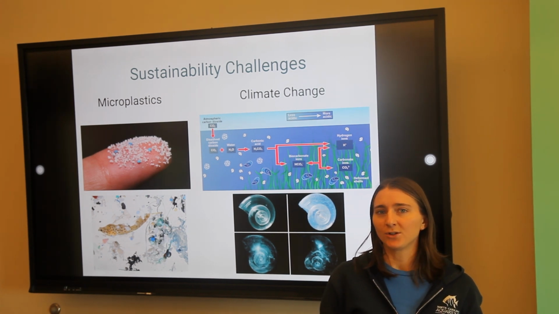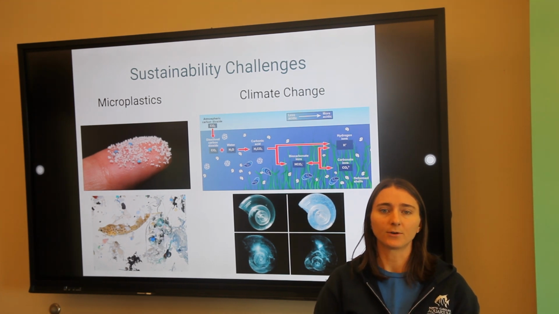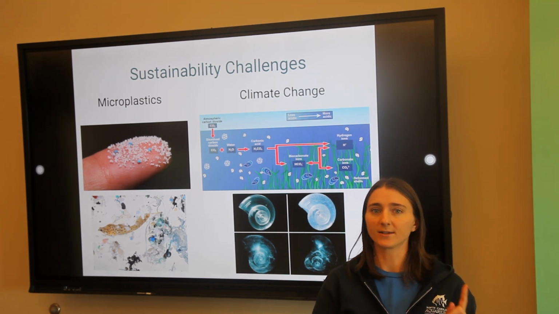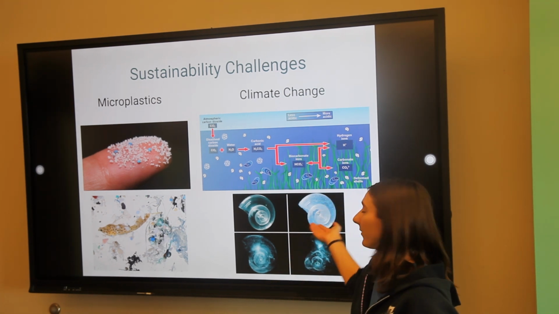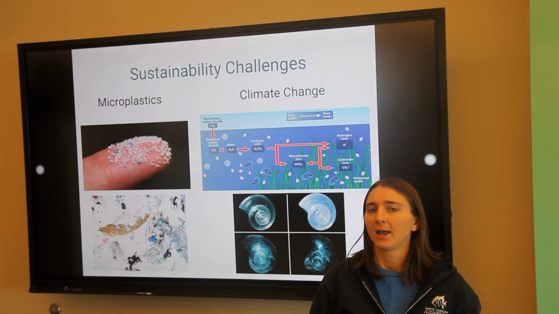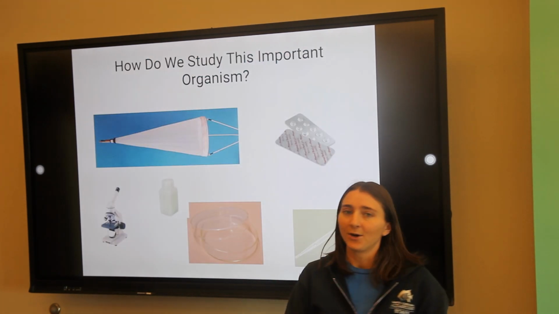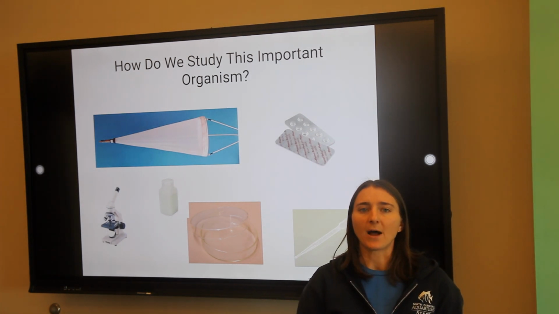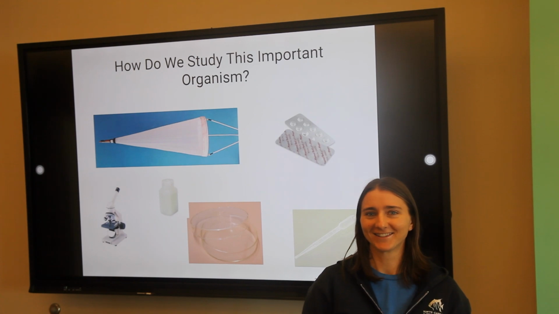Some things that we can do to help with these challenges is we can stop using single-use straws and bags, and we can use reusable versions instead. And then for climate change, we can make sure that we're always turning our lights out when leaving the room, and we can try to carpool with a friend when we can. So now that we know a little bit of information about these plankton, we're going to try to go catch some. So let's go see what we can find.